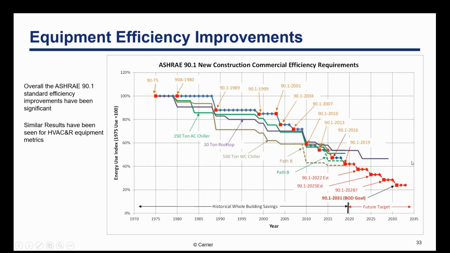And you can typically see the large chiller has improved significantly faster because people tend to focus on very large equipment. You also can see some dotted lines in there. We've changed metrics in there, and I'll talk about those in a minute. But you can see equipment has improved pretty dramatically. Let's go to the next slide.